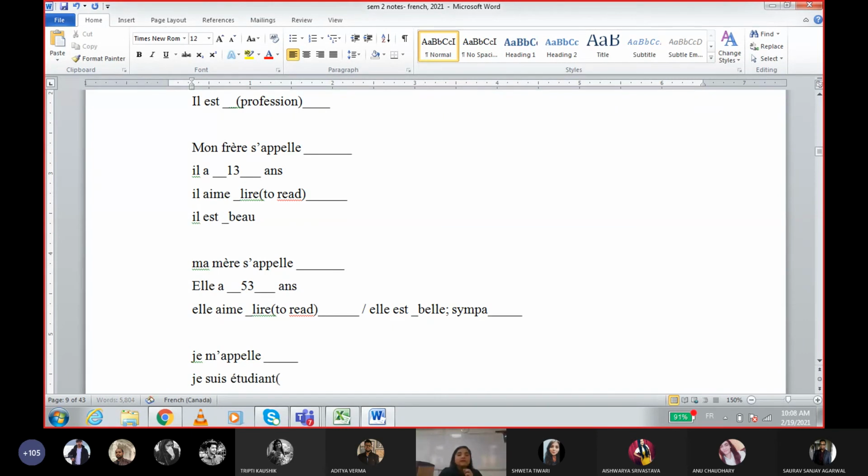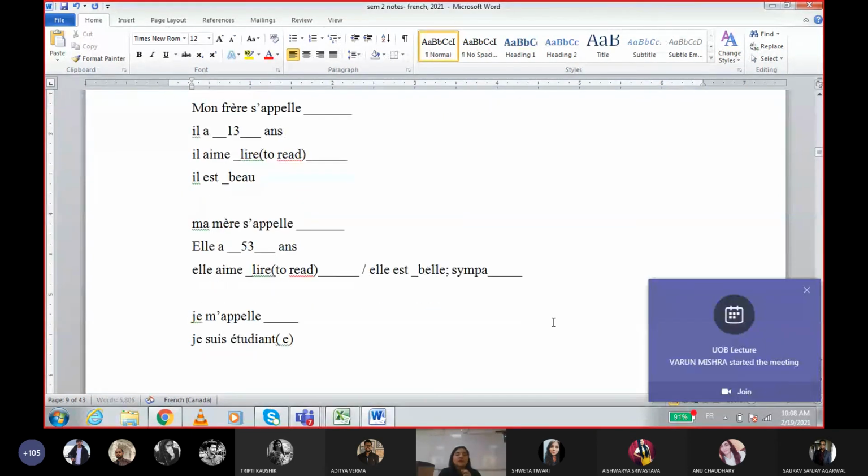Again, out of these 4, any 3 sentences would work. So the last person should be you. Okay, of course, with the fictitious name. So same sentences, just change the name, age, and likings.